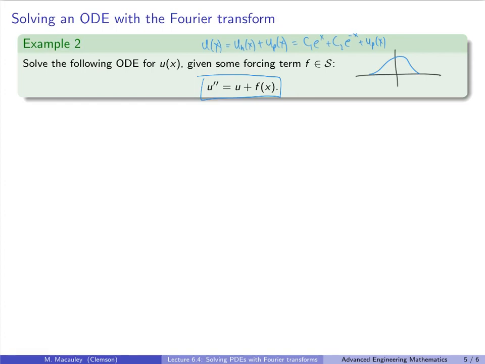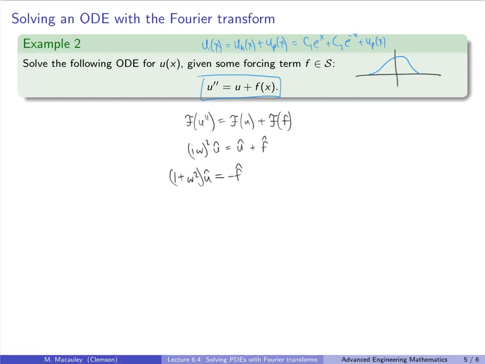And if we do that, we get the Fourier transform of u double prime equals the Fourier transform of u plus the Fourier transform of f. So this is (iω)² times û equals û plus f̂. So of course i squared is -1. So let's see, we can move û over to here and f̂ over there, combine terms, and what do we get? We get (1 + ω²) times û equals negative f̂.